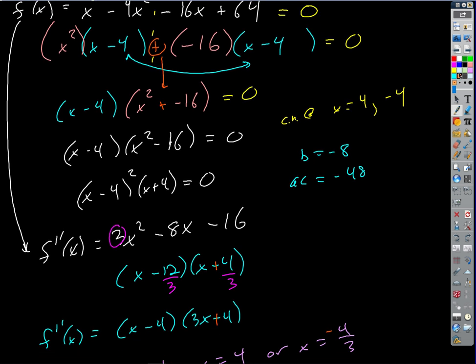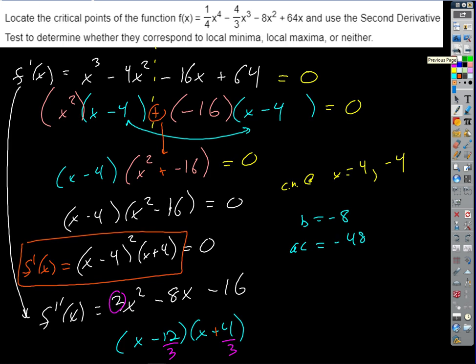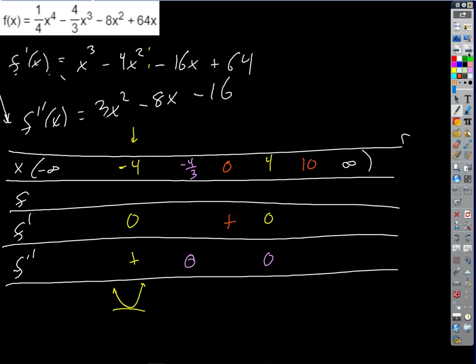Let's look at this part right here. We've got it factored nicely. Right, there's a factored form of the first derivative. So if we plug in 0, what are we going to get back? Positive, right? Positive times positive. So at 0, it's positive. At 10, it's positive. Okay? So what's that tell you?